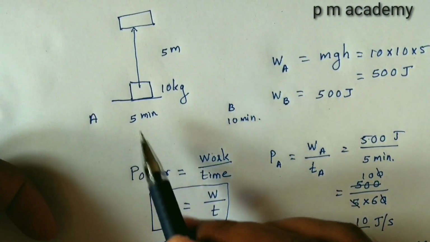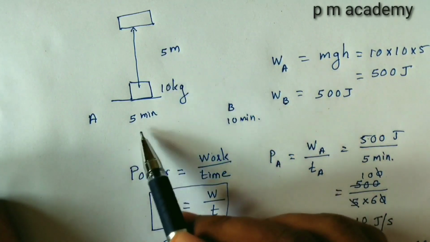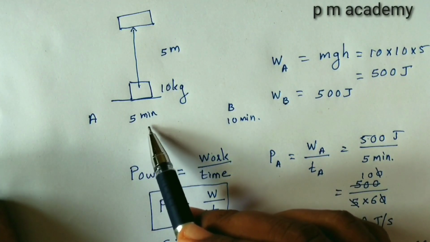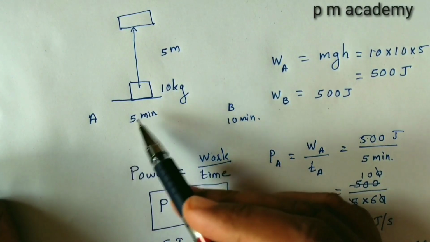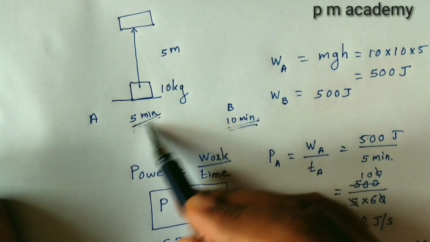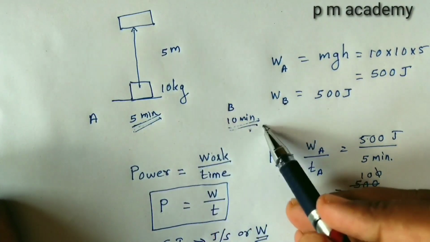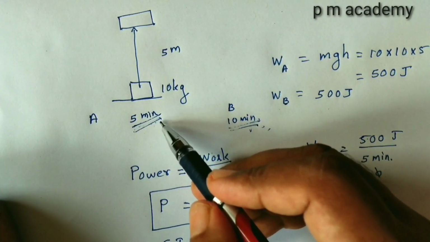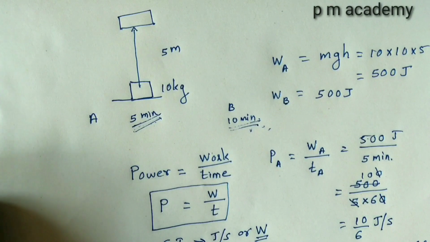Why? Because A does the work in less time. A is faster than B. Because A only takes 5 minutes, B takes 10 minutes. That means A is faster than B. A is faster than B means the power of A is higher than power of B.